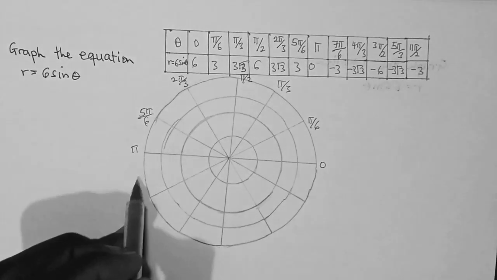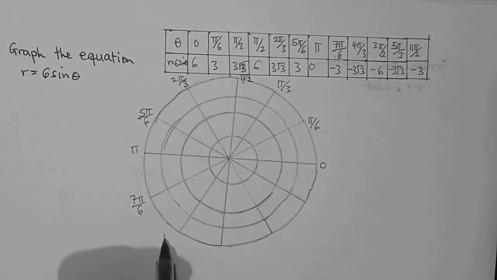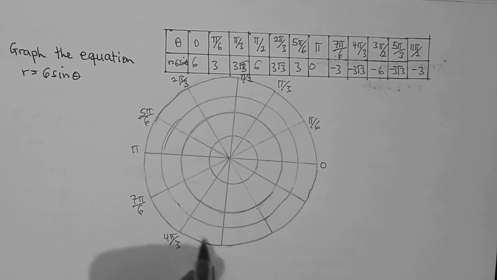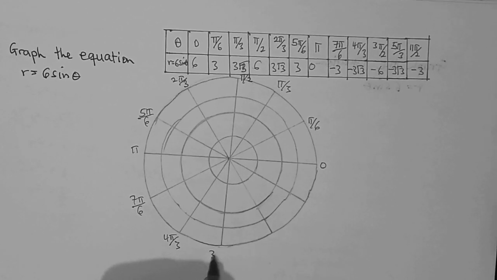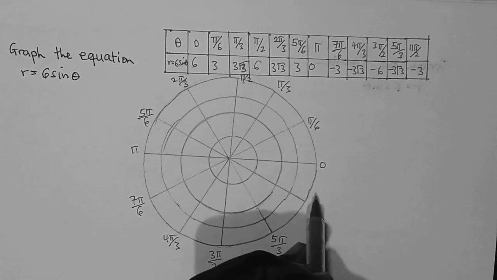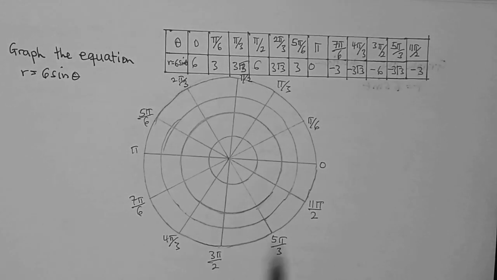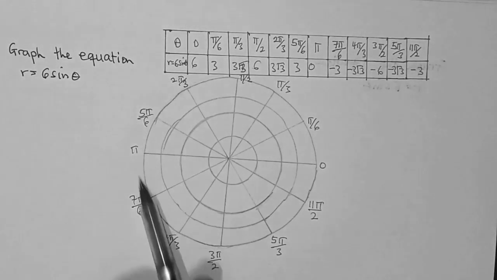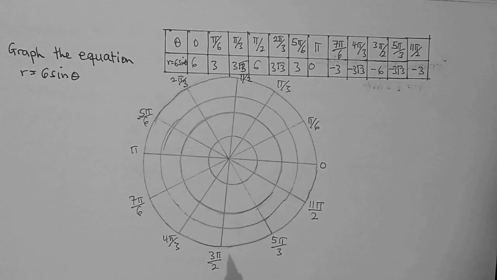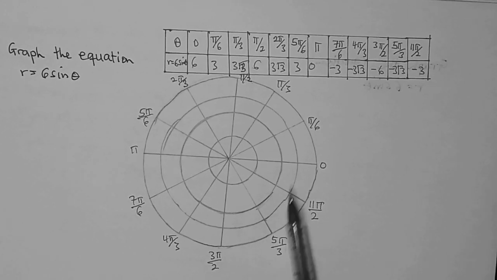The next one is pi, then 7 pi over 6. Then here is 4 pi over 3. And here is 3 pi over 2. Then here is 5 pi over 3. Then here is 11 pi over 6. So we keep adding pi over 6 to the subsequent angles to get this. So now that we've gotten this, we can go ahead and plot it.